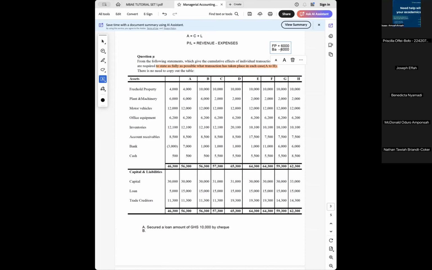Okay, so with a freehold property, I think the company purchased something. And then after purchasing, because it was purchased from the bank account, that is why the balance has decreased to 1,000, and then the freehold has increased to 10,000. So it was bought by the company. Simply put, the business bought freehold property and paid by cheque. That's the only thing that has happened. That's why freehold property is increasing, and then the bank is decreasing.